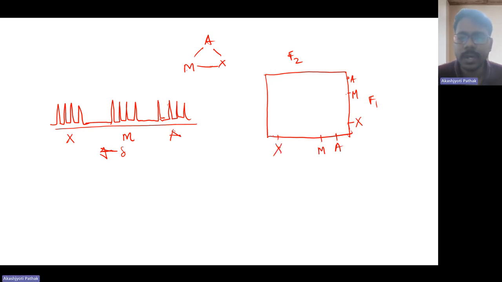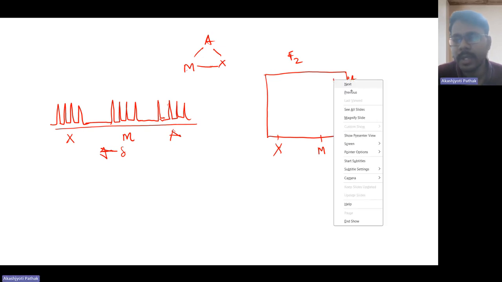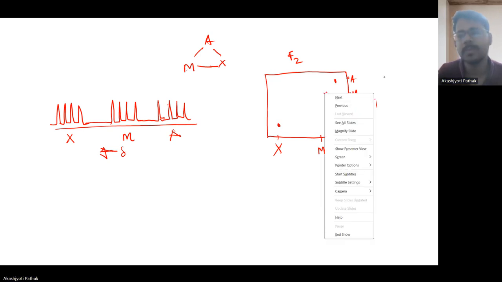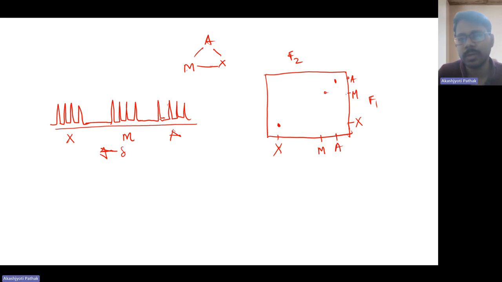Now, first, you will get diagonal peaks. Every spin on one axis is correlated to the same spin on the other axis. A is correlated to A, M on the F1 axis is correlated to M on the F2 axis, and X spin on the F1 axis is correlated to X spin on the F2 axis. So we'll get three diagonal peaks.